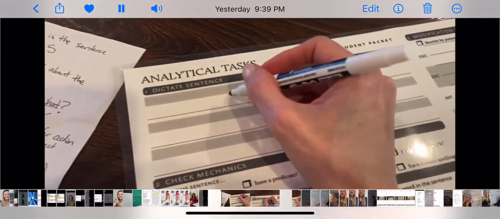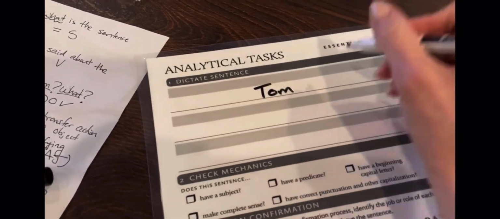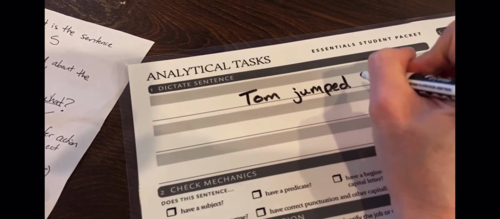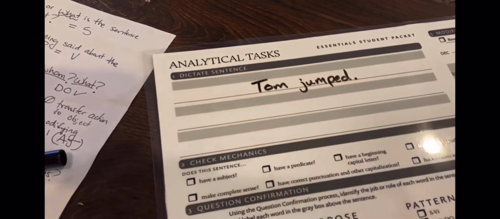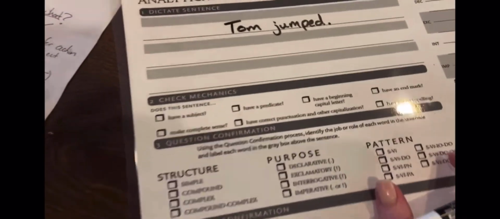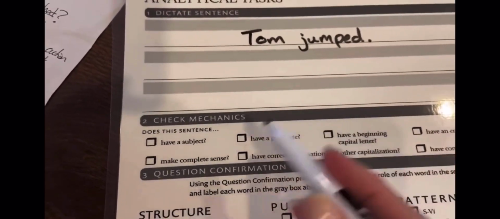So you might say it a couple times, right? Tom jumped. Okay, student has written the sentence. So you're ready to check mechanics together, okay? Because this is new, right? Does this sentence have a subject?